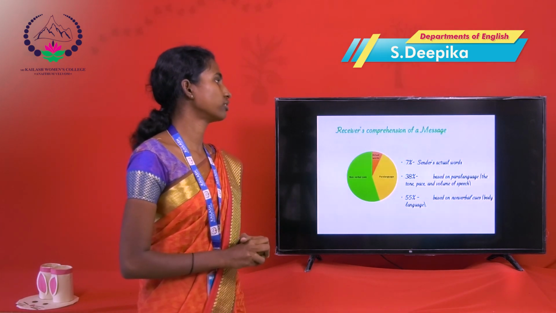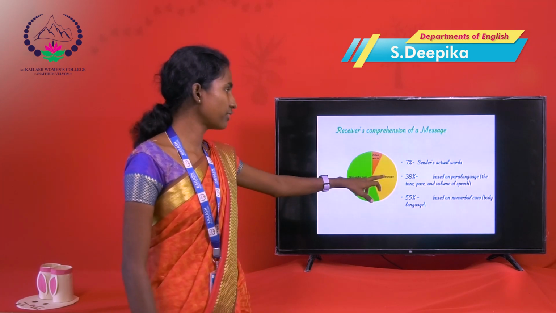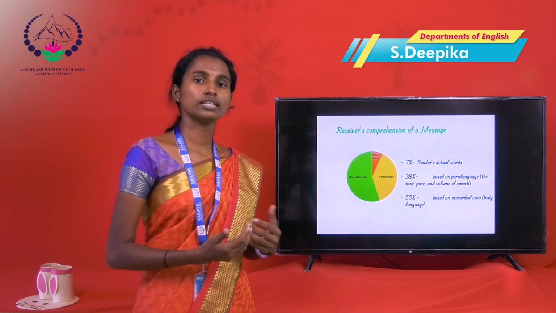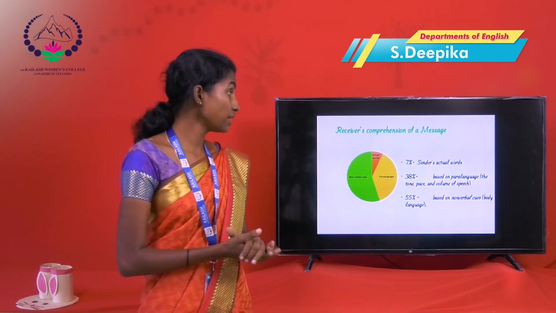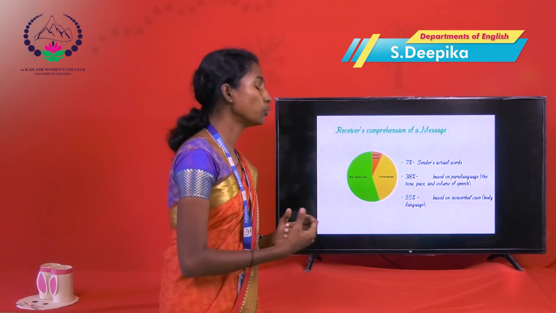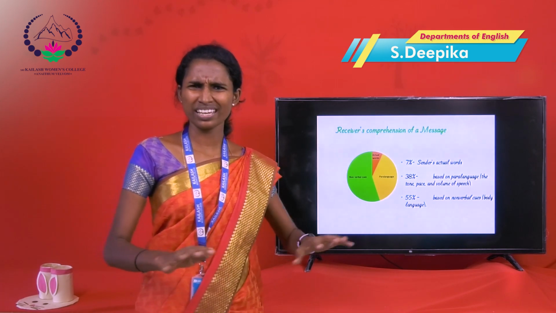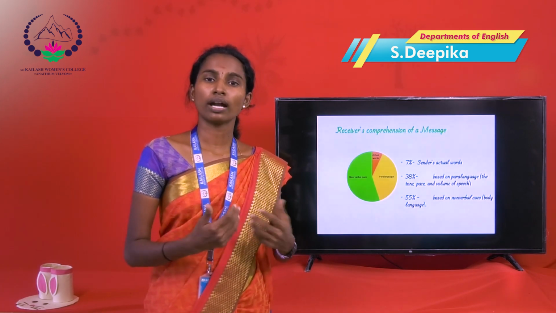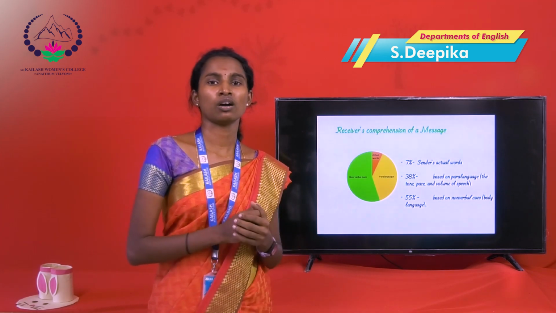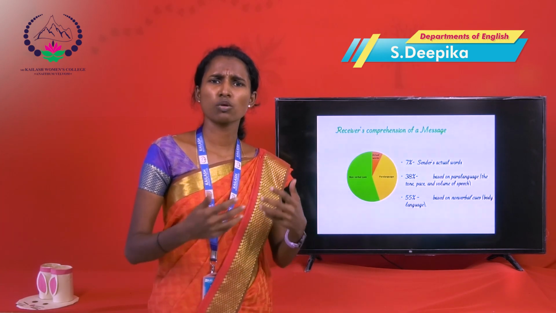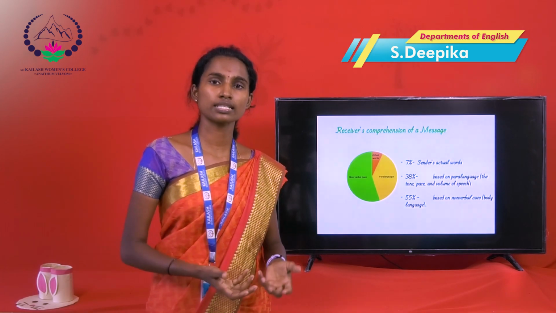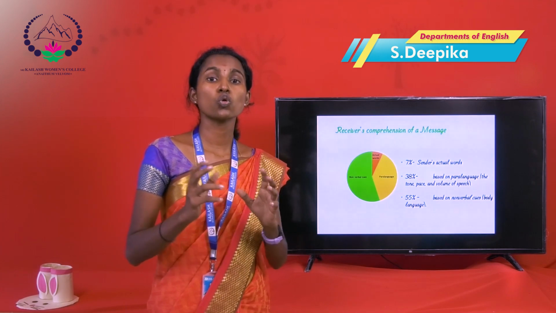the receiver's comprehension of the message. As I said earlier, 70% is based on the actual words they send us, and 38% is based on paralanguage: the tone, pace, and volume of speech. That means if I speak English, some people can't understand without emotions and expression. For example, if I speak using only plain words, without emotions and expressions, some people can't understand it. Only people who know English understand those.